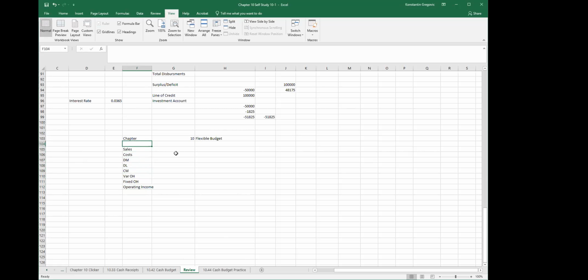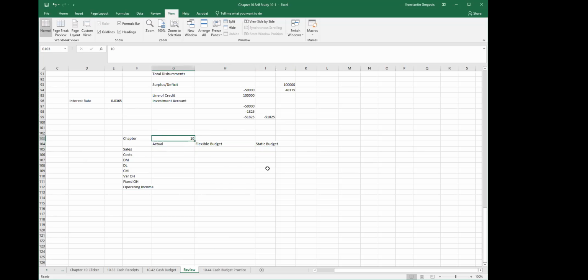So flexible budget, remember, we had our actual sales, what occurred at a moment of time. Then we had our static budget over here. At the beginning of the year, based on our strategic plan, we set up a static budget. This is your budget for the year. Guess what's in the middle? The flexible budget.